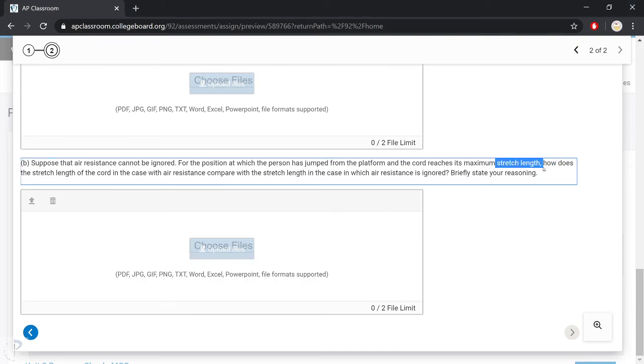So stretch length would be L plus x. How does the stretch length of the cord in the case with air resistance compare without? Alright, so air resistance is going to slow us down. So we're going to lose more of our kinetic energy. The faster we go, the more air resistance we have.